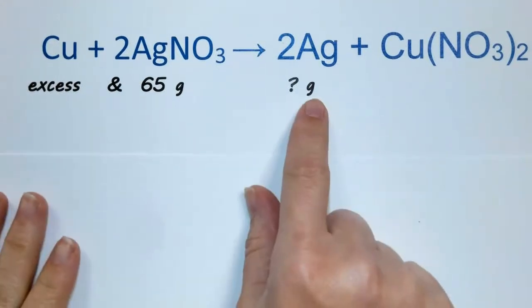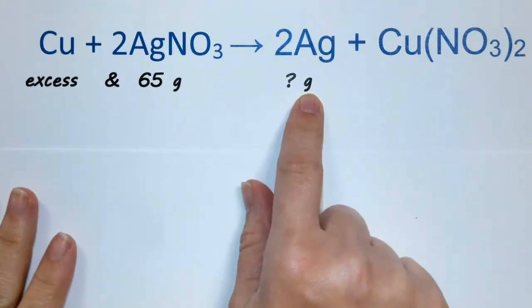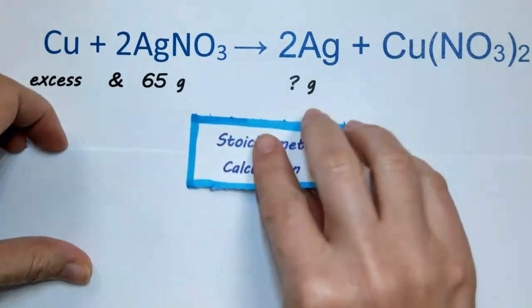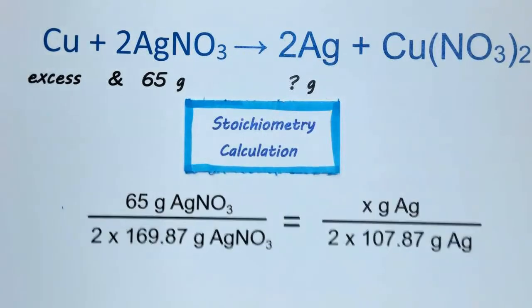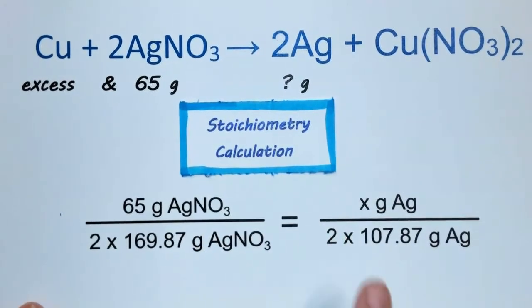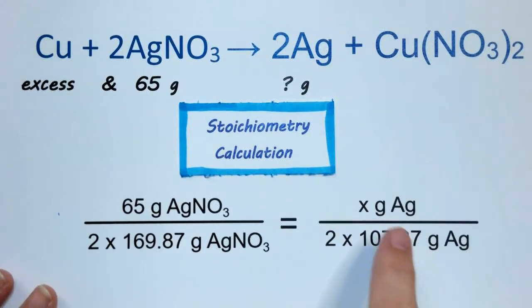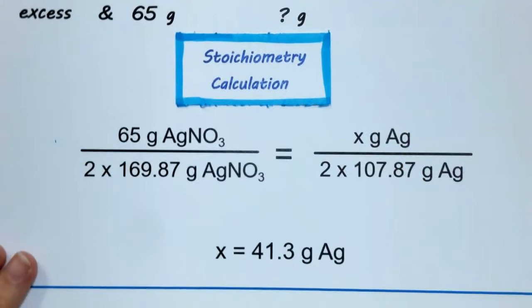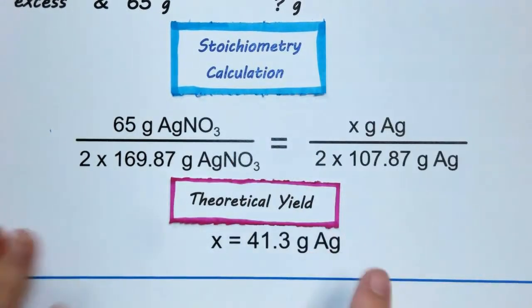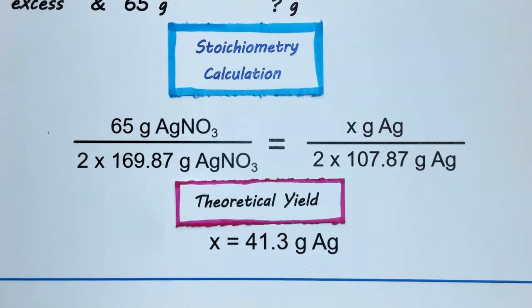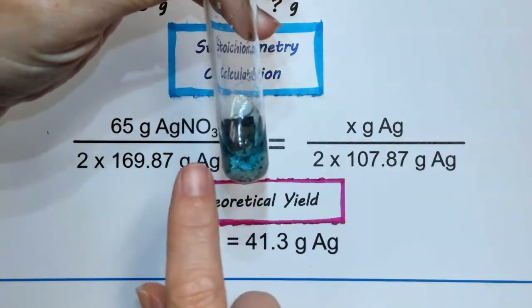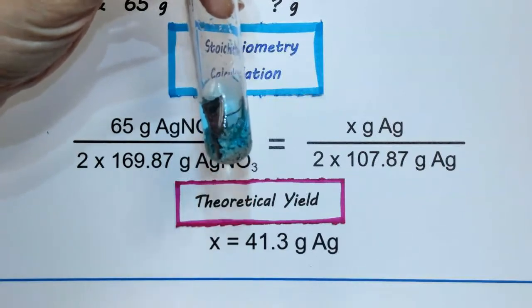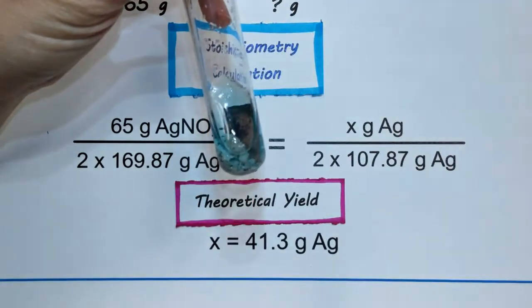So if I wanted to know how much silver I made in that reaction, then I can perform a stoichiometry calculation in the form of a proportion that looks like this. And so I would set up my proportion, and then once I solve for x in this proportion, I will have calculated the theoretical yield of silver that I would have yielded in my reaction. And so if I want to, at any point, as long as I know the amounts of copper and silver nitrate I started with, I can calculate how much silver I was going to yield in this reaction when I mix them together.